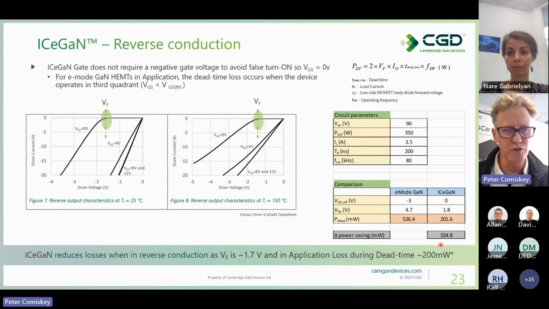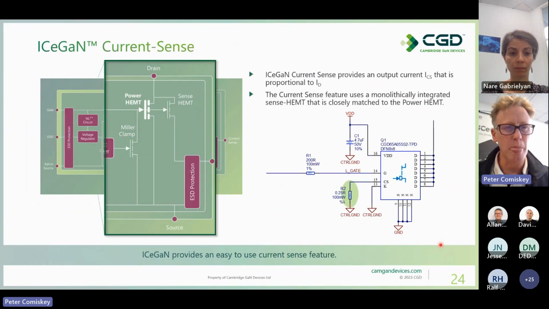So that covers really how we control ICeGaN in both forward conduction and reverse conduction. And now we're going to look at current sense. In ICeGaN, we use quite a neat, simple solution to providing current sense. The block diagram on the left-hand side, I've just zoomed in on the power HEMT, and I'm just showing the sense HEMT, which runs almost parallel to it. It's not quite parallel because the source of that sense HEMT is taken out to an external pin.